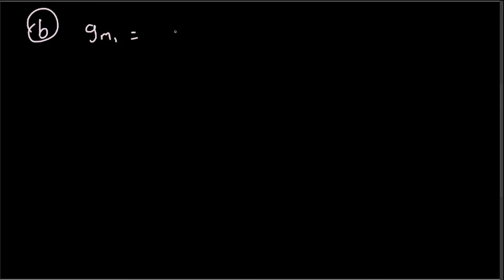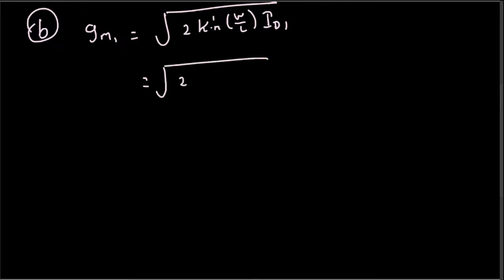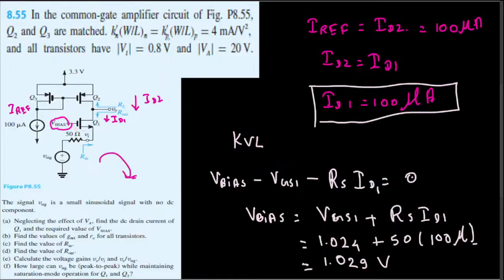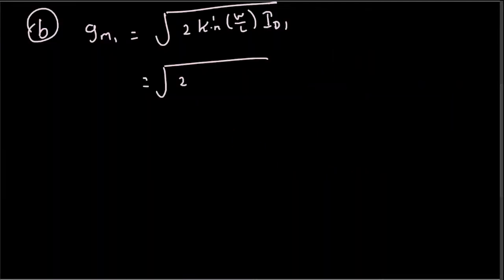gm1 is equal to the square root of 2 Kn prime W over L times ID1. In this case, 2 Kn prime W over L is provided in the question. That is 4 milliampere per voltage squared. So this is 4 milli right here. And then ID1 is 100 microampere.